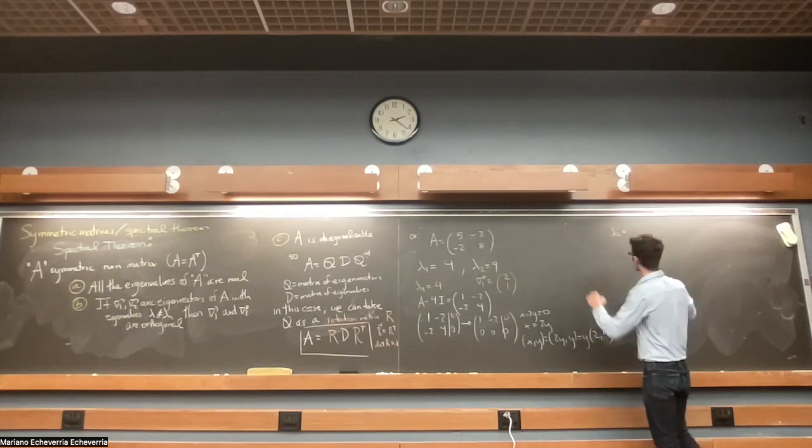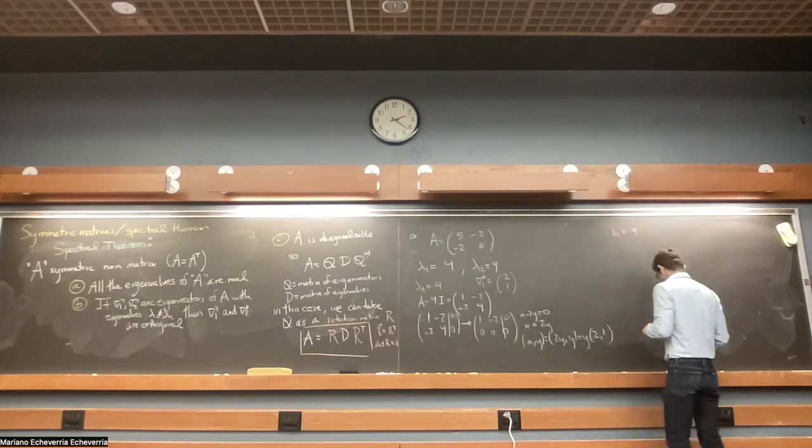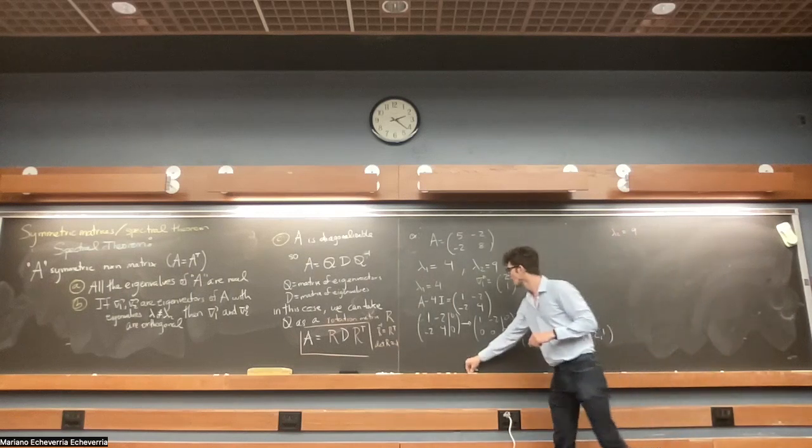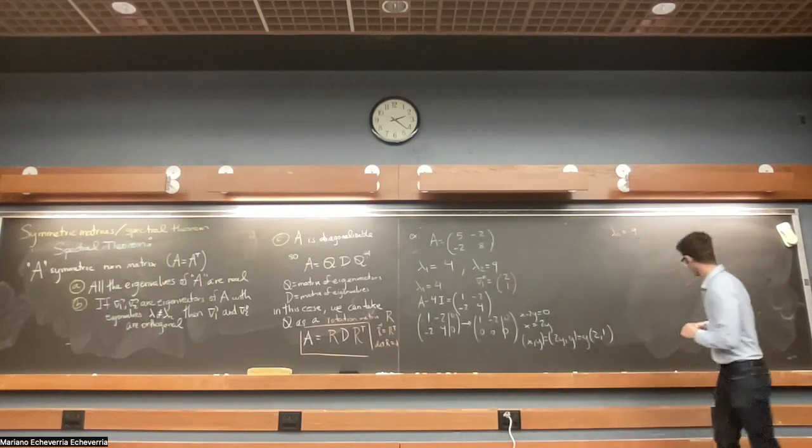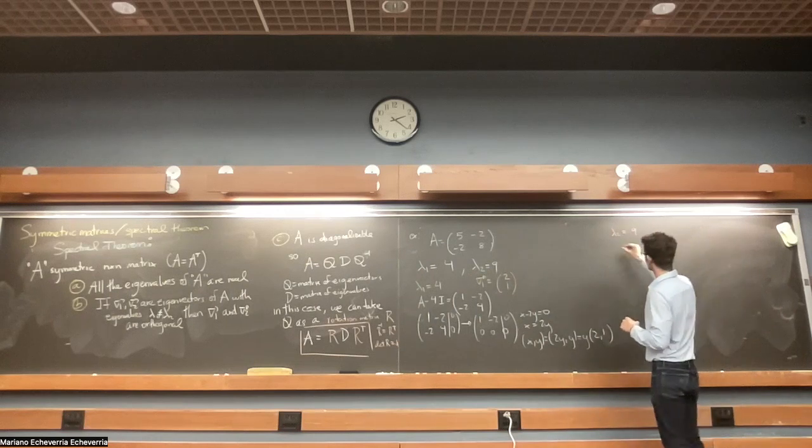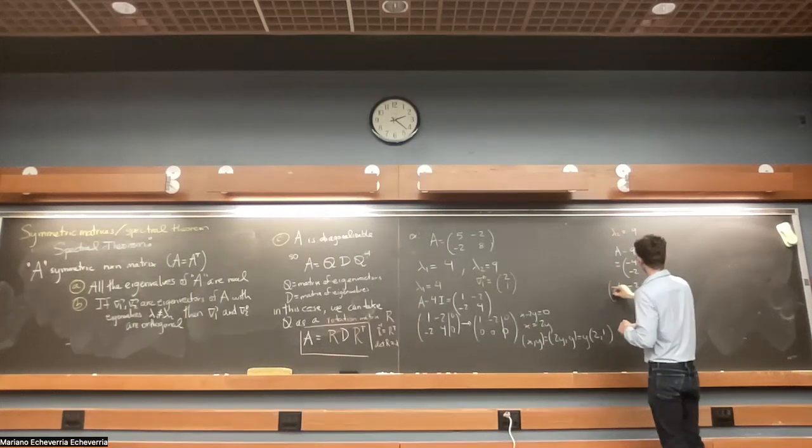So let's do the second eigenvalue. For the second eigenvalue, you do A minus λI, so A minus 9I. That gives you the matrix -4, -2, -2, -1. You take the null space of this.